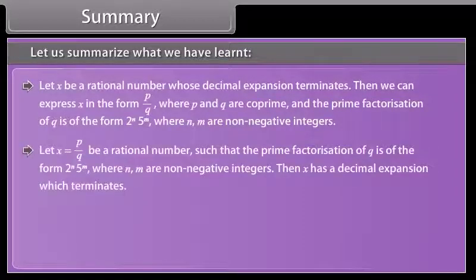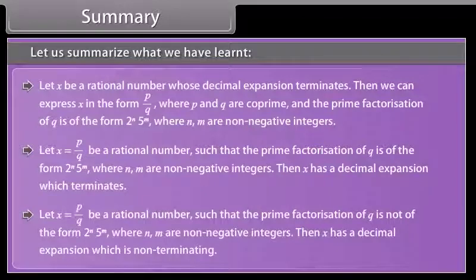Let x is equal to p upon q be a rational number such that the prime factorization of q is of the form 2 raised to the power n, 5 raised to the power m, where n, m are non-negative integers. Then x has a decimal expansion which terminates. Let x equals p upon q be a rational number such that the prime factorization of q is not of the form 2 raised to the power n, 5 raised to the power m, where n, m are non-negative integers. Then x has a decimal expansion which is non-terminating.